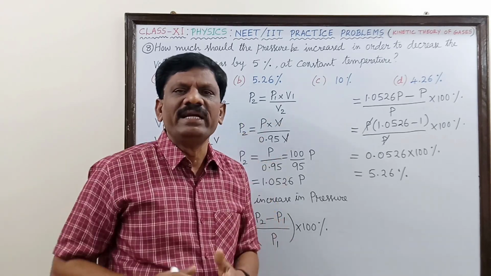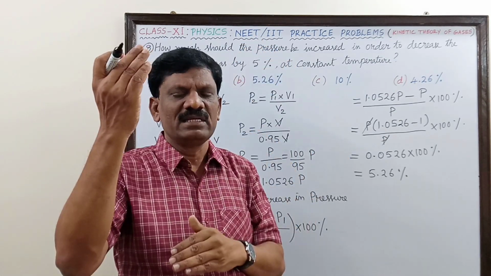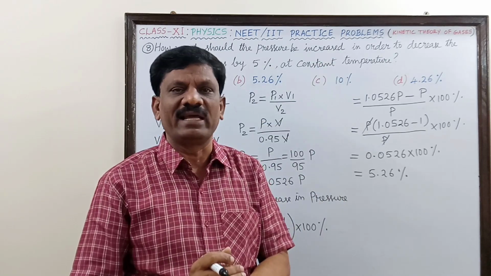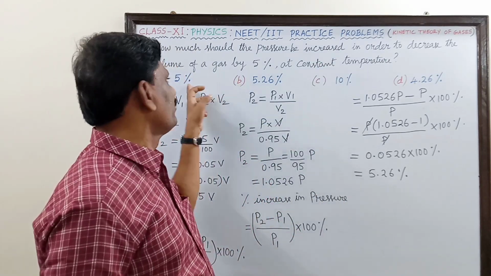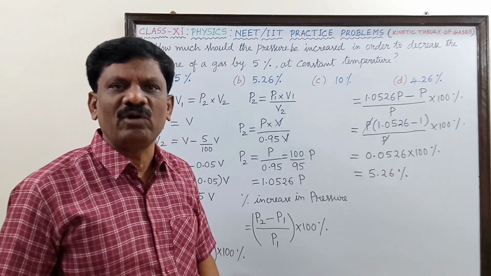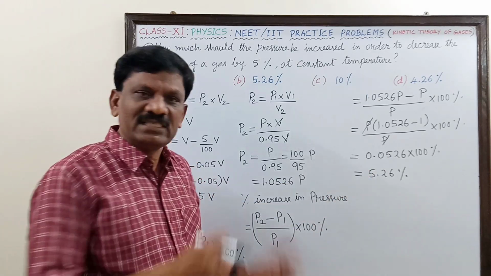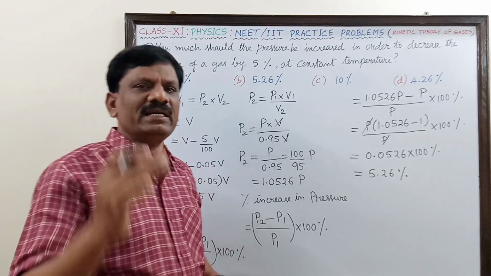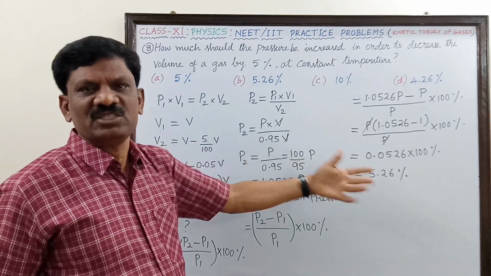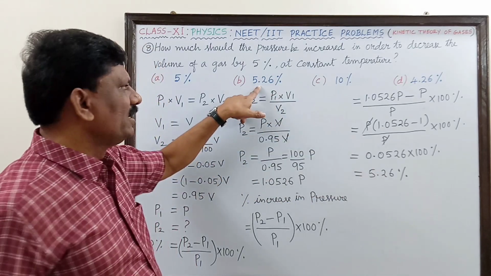See, normally our mind will think like that: when pressure decreases, volume increases; when volume decreases, pressure increases, and by the same amount. So most of us will think 5% only. It will lead to the wrong answer. But actually when we calculate, children, it is 5.26%. So such problems we should not attempt without doing the solution. We have to practice such problems. Understand? So the expected answer here is 5.26%.